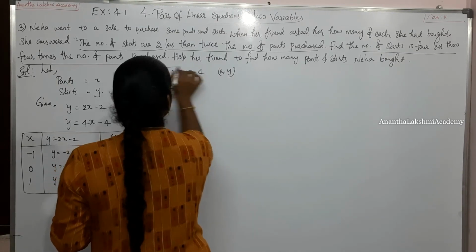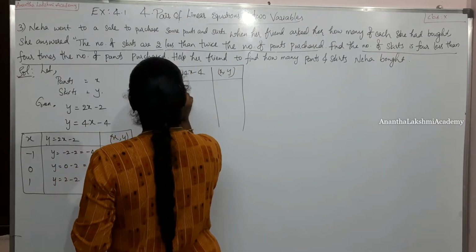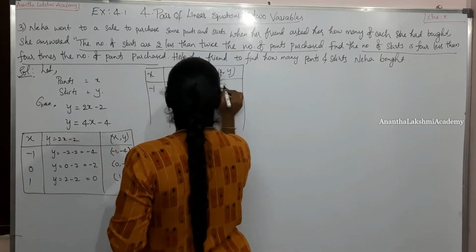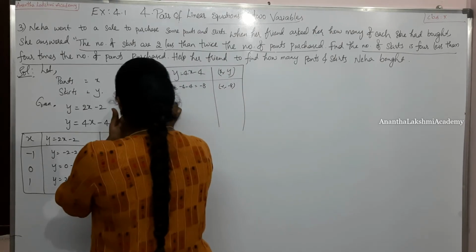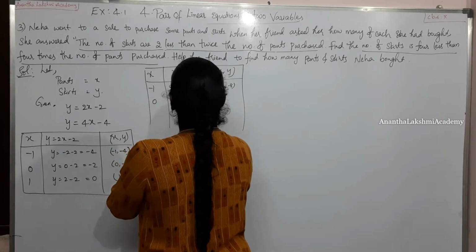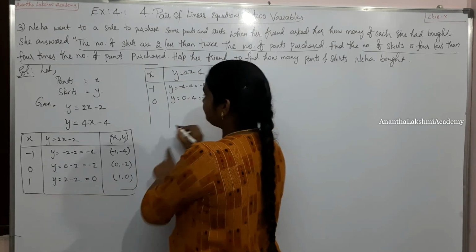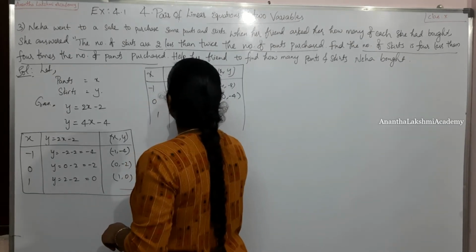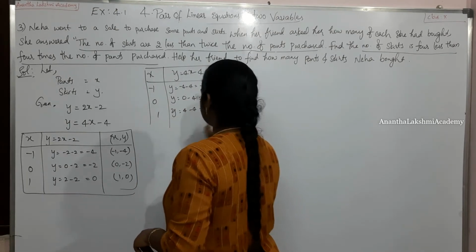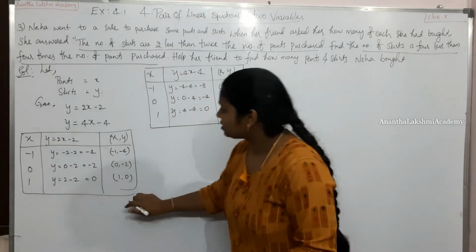If I am considering minus 1, y is equal to minus 4, which is nothing but minus 8. Minus 1 comma minus 8. If I consider 0, y is equal to 0 minus 4, which is minus 4. This is nothing but 0 comma minus 4. And when we are considering 1, y is equal to 4 into 1, 4 minus 4 is equal to 0, 1 comma 0.